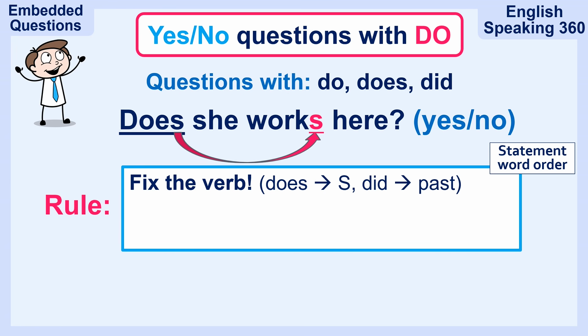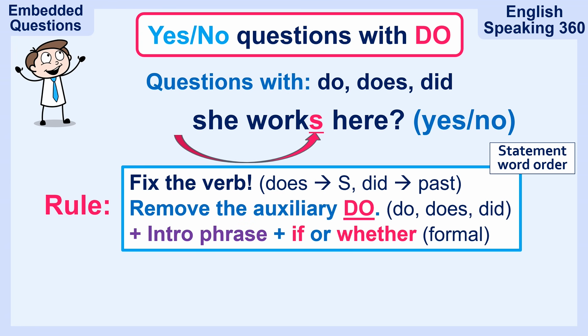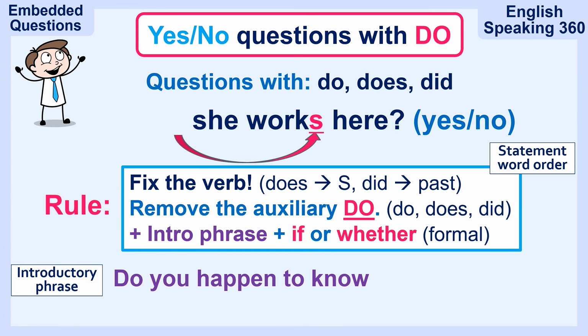Simple sentence word order. Now remove the auxiliary do. In this case, the auxiliary do is does. So we have to remove it because we do not use the auxiliary do in embedded questions. Never, ever. And finally, you have to add an intro phrase and if or whether. Here's how it works. Introductory phrase, do you happen to know? That's a very polite intro phrase. Do you happen to know plus if or whether?